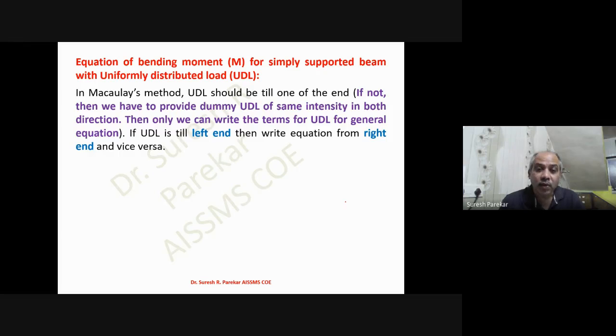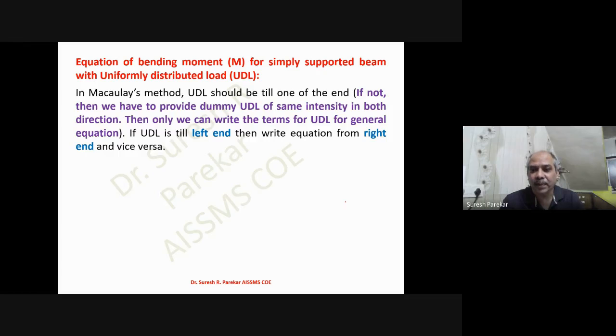That is downward also and upward also. That is because if we have equal and opposite, then that will not affect our original problem, and therefore we have to apply in both directions, and then only we can write the equation, write the terms for UDL for general equation. If UDL is still left hand, then we can write equation from right hand.